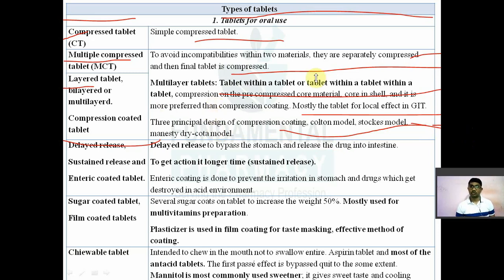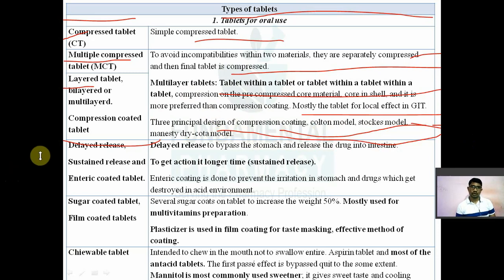So compression coating has three models. The first one is the Colton model, then the Stokes model, and the mesentery tricota model. These are the different models of the compression coating machine.